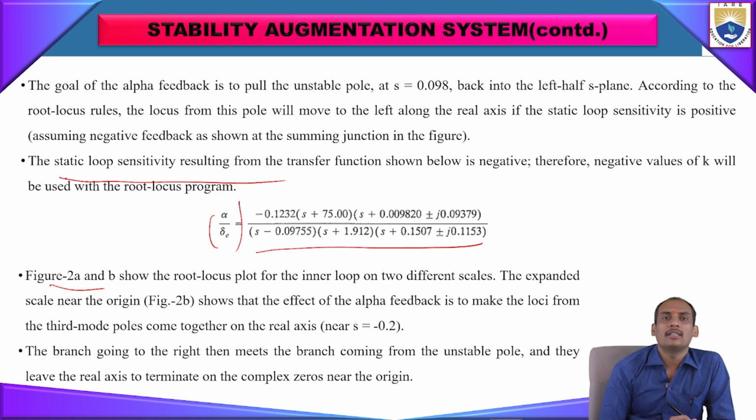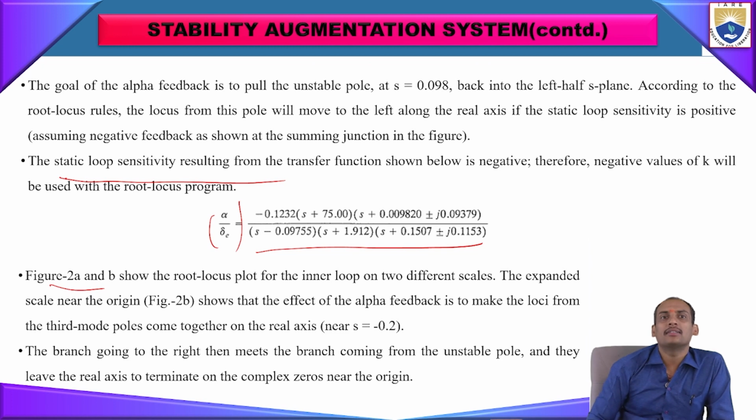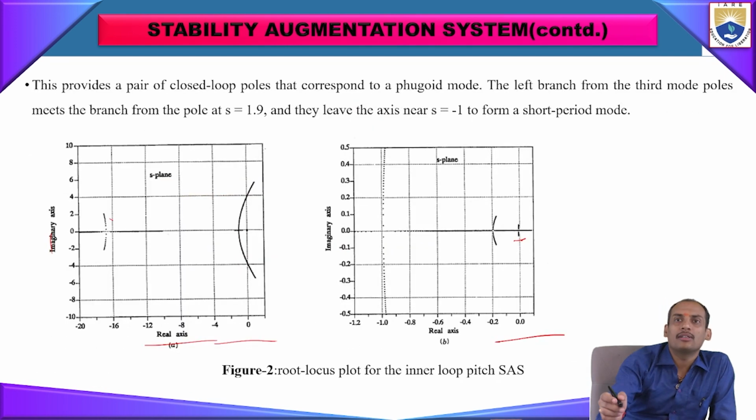Here the branch going to the right then meets the branch coming from the unstable pole. That unstable pole means the imaginary axis values only. And then they leave the real axis to terminate at the complex value near the origin. When it is going near there, the values are getting more negative. And if the values are more negative, then it will approach the origin, zero only.